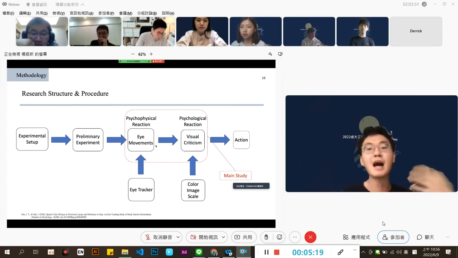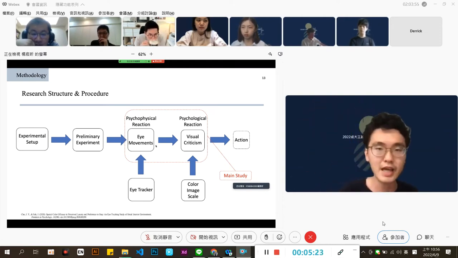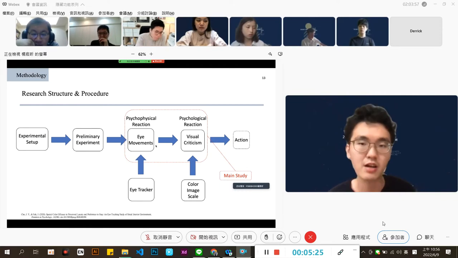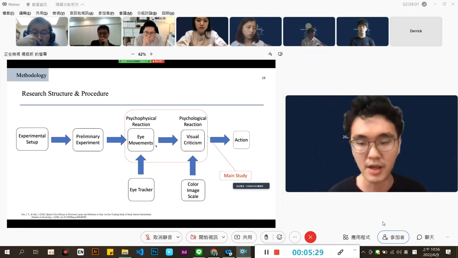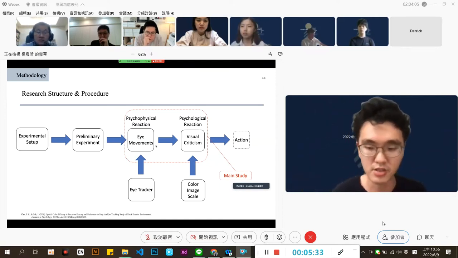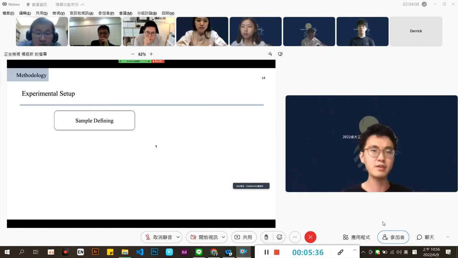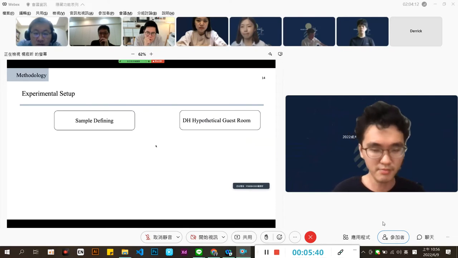And then we will use an eye tracker and color image scale related questionnaires in order to investigate the psychophysical and psychological reactions related to individuals' optic system, which serve as the main study of the color combination and pattern usage. The experimental setup includes sample dividing and the DH hypothetical guest room design.